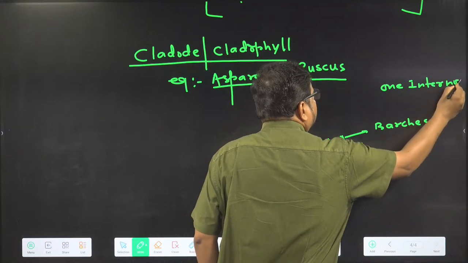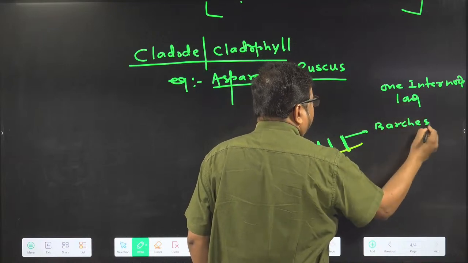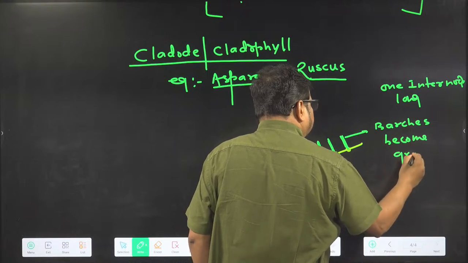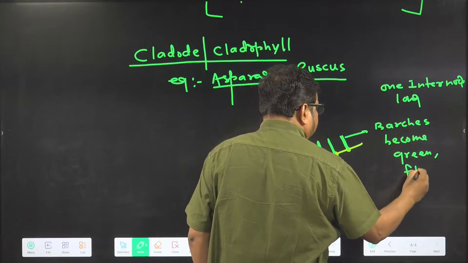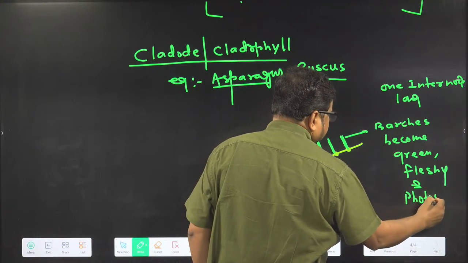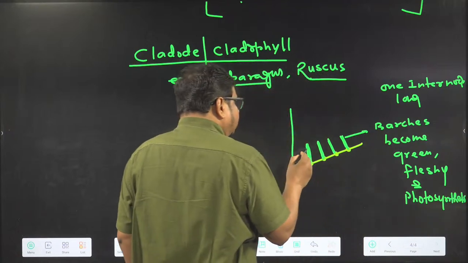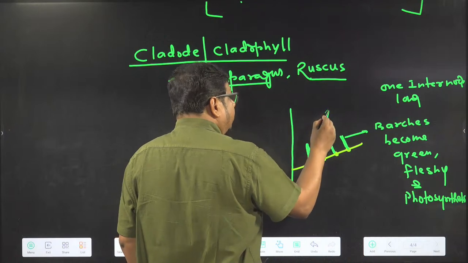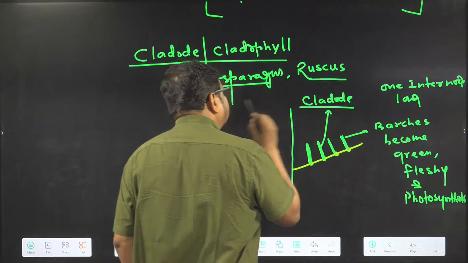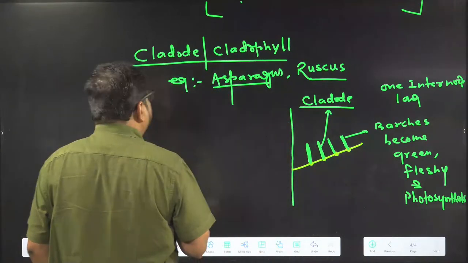Long branches become green, fleshy, and photosynthetic, and this structure is called cladode or cladophyll. Now you can ask a question: then what is the difference between cladode and phylloclade?